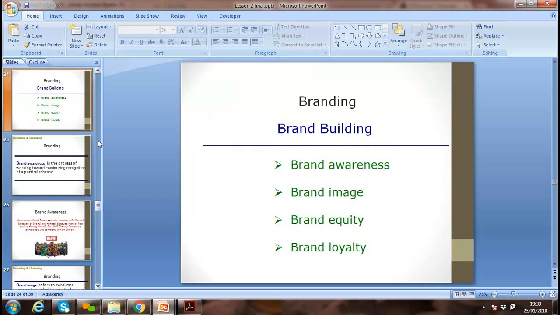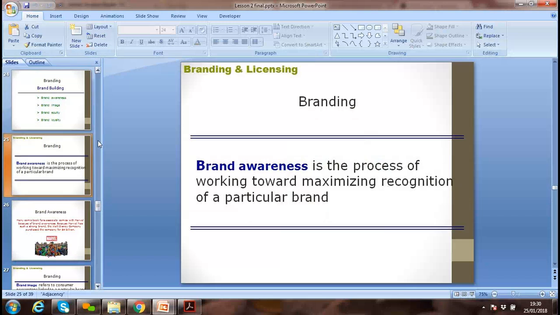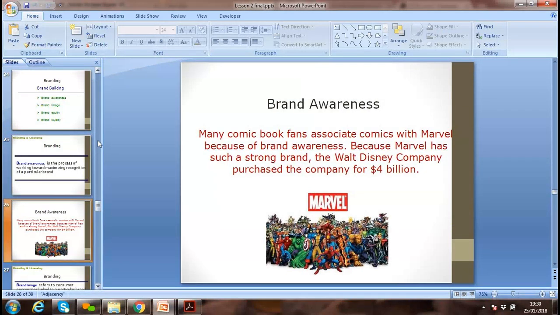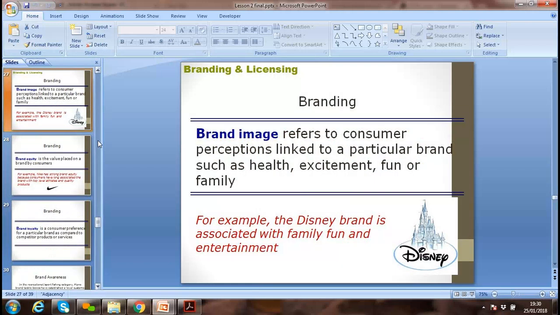In building a brand, we need brand awareness. We need to focus on brand image. We need to look at brand equity, how we could acquire it, and brand loyalty, how to make people loyal. So we need to keep the promises. If we don't keep the promises, we're not going to succeed. Brand awareness is the process of working toward maximum recognition, so we really need to advertise for it. Brand image, like Disney, for example, means excitement, help, fun, or family.